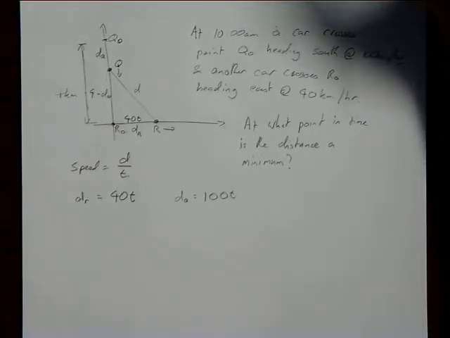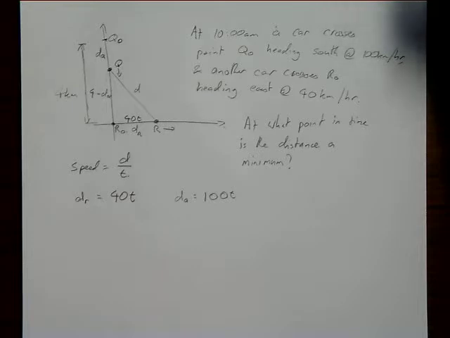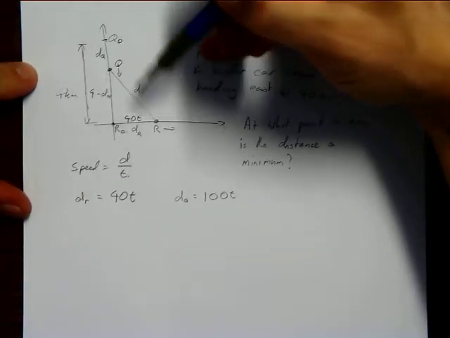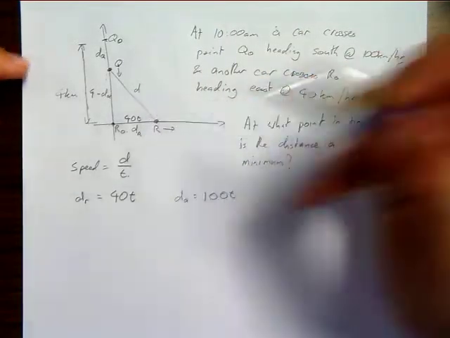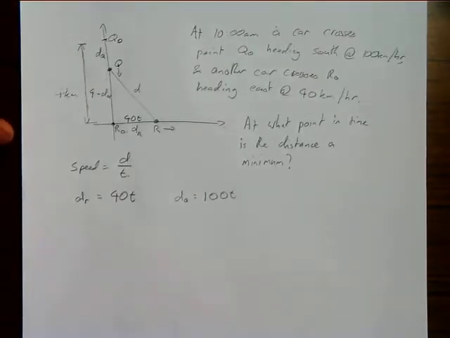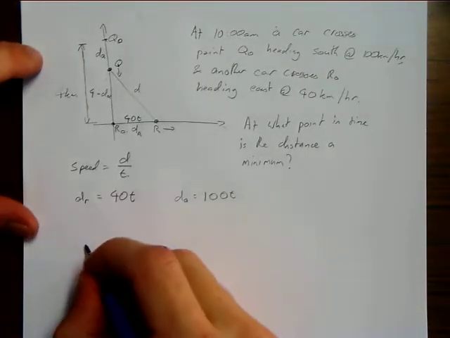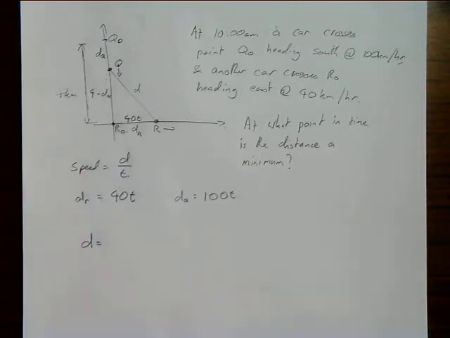So which distance is that? This diagonal here, I've got it labelled with D. Okay, and how can we represent that D?